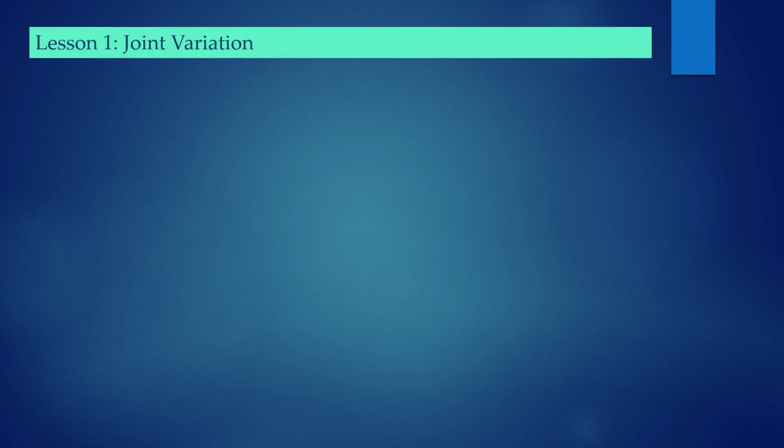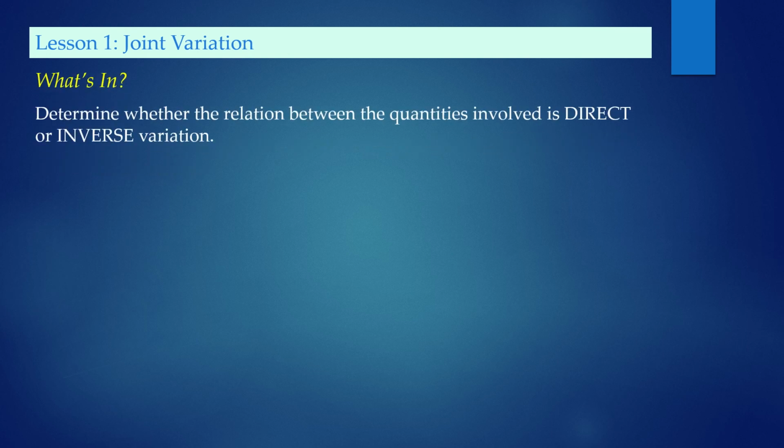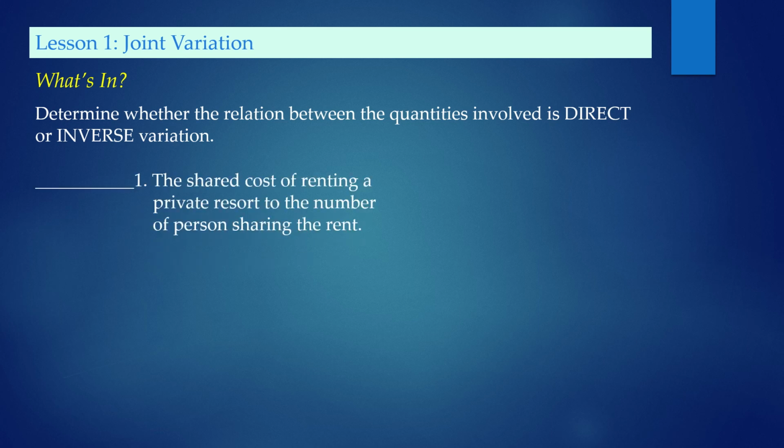So to start up with our first lesson on joint variation, we have a short activity. This activity will direct us to determine whether the relation between the quantities involved in the examples later will show a direct or inverse variation. So if you would recall, your first module in the second quarter was all about direct and inverse variation, so this will be our example.